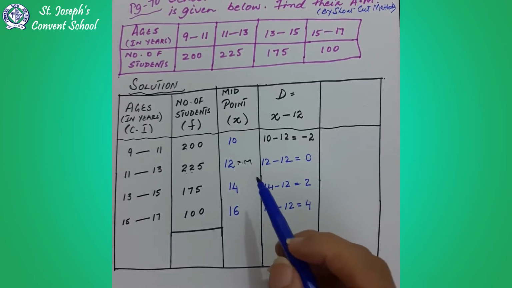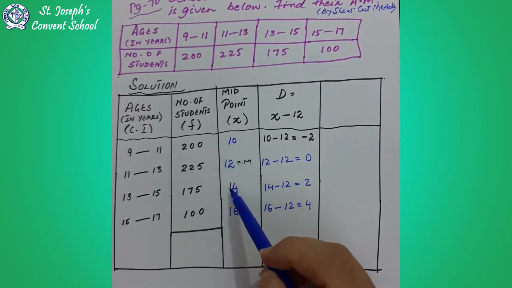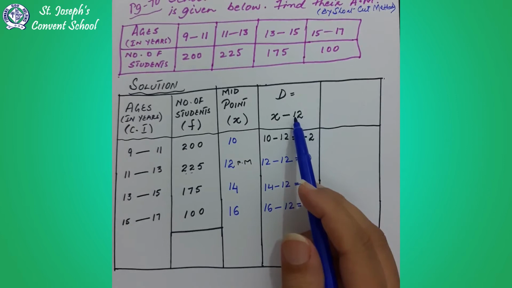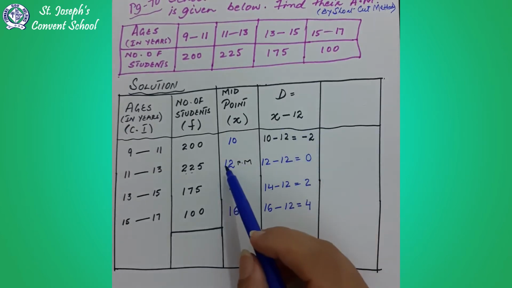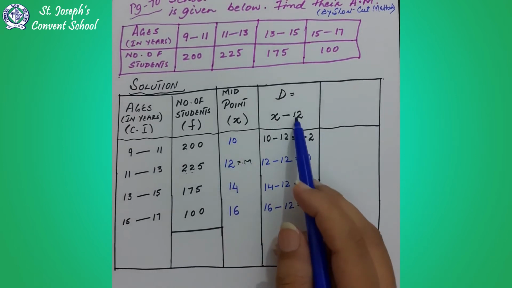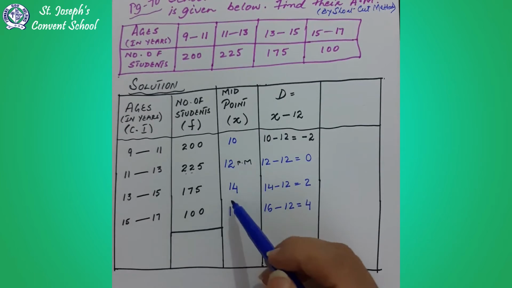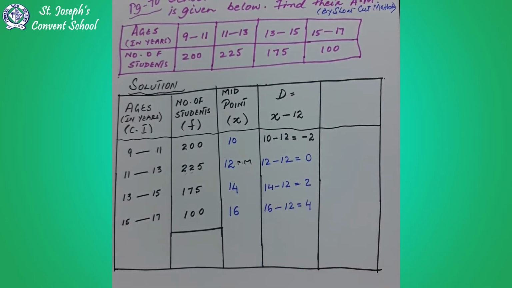Okay, so one by one all these values you will subtract from 12, and from where you got this 12? 12 is the midpoint of the highest frequency. So from this you will subtract all these values of x one by one. This column is D, the deviation column.